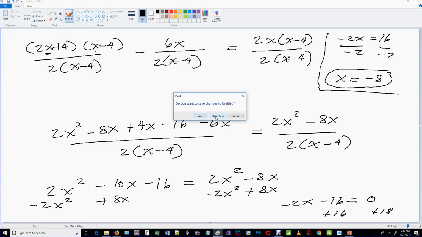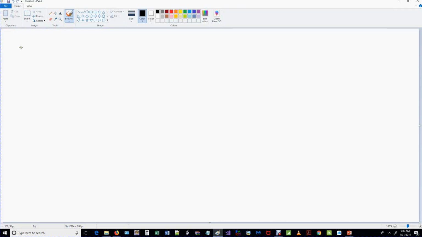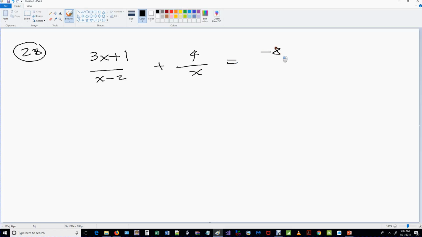The next one is apparently 27, according to my records. No, actually 28. Alright, so this is 3x plus 1 divided by x minus 2, and then plus 4 divided by x, and this equals minus 8 divided by x squared minus 2x.